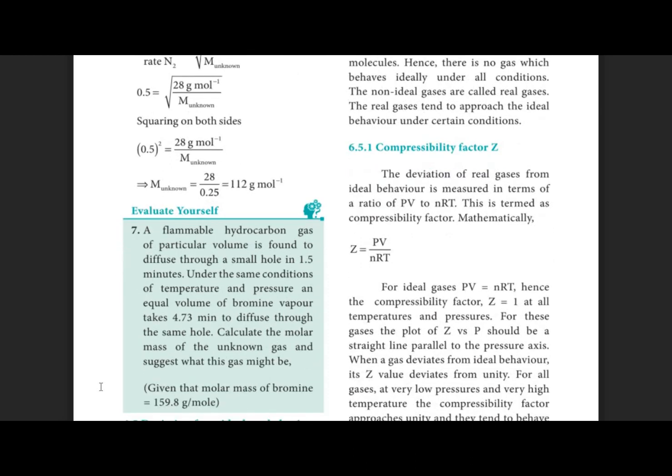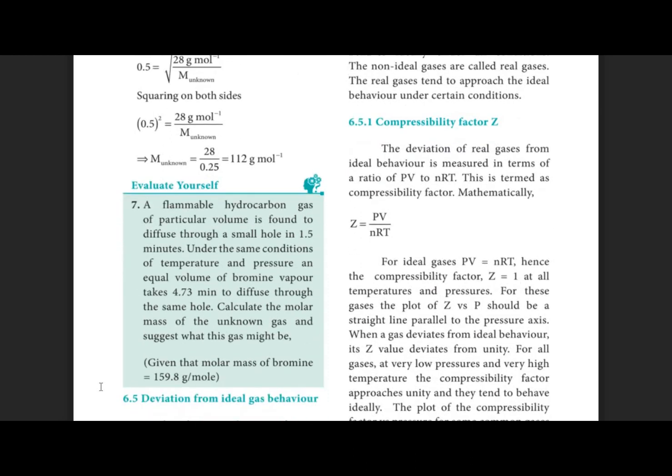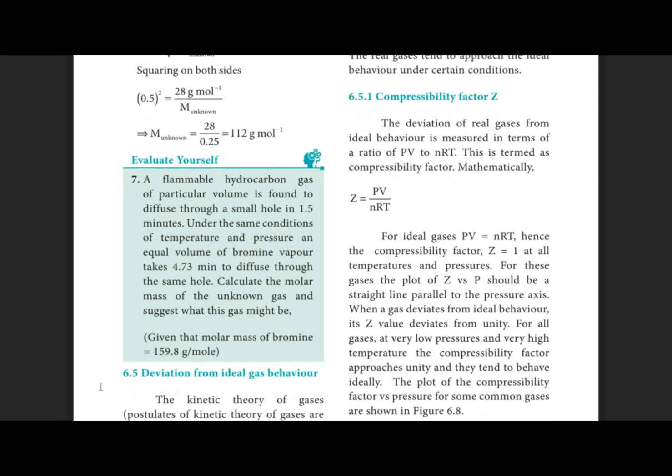Next, an important term we are going to see is the compressibility factor. The deviation of the real gas from the ideal behavior is measured in terms of the ratio PV to nRT. This is termed as compressibility factor. Mathematically, Z is equal to PV by nRT. For ideal gases, PV is equal to nRT.